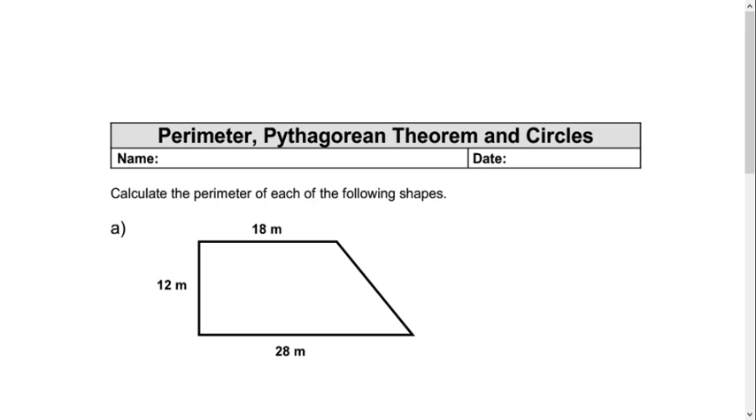Perimeter, Pythagorean theorem, and circles. In this lesson, we're going to calculate the perimeter of each of the following shapes. But in order to do this, we might need to find out what a missing side length is with Pythagorean theorem, or by using the circumference of a circle.